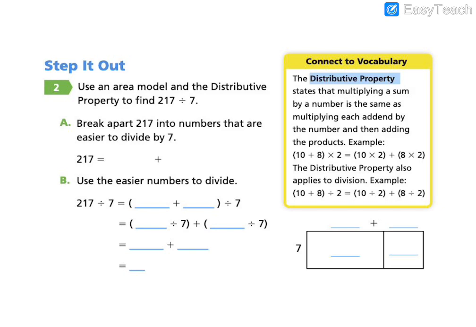All right, number 2. Use an area model and the distributive property to find 217 divided by 7. Break apart 217 into numbers that are easier to divide by 7. Again, here's where I'm going to caution you to really pay attention and look for multiples. We aren't just going to take 217 and put it in expanded form. We need to find multiples.